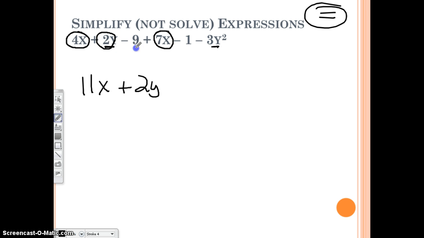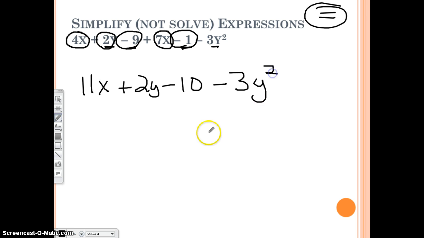Do we have any regular numbers? We do. We have a negative 9 and a negative 1. When we combine them together, we have a negative 10. And now we're left with the negative 3y squared. We have simplified that expression.